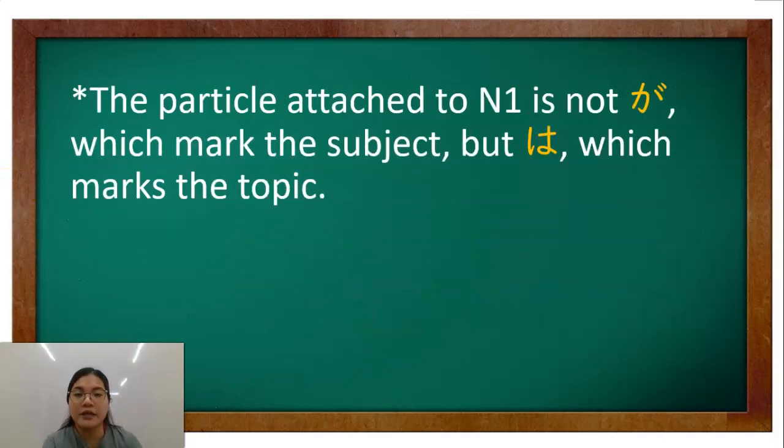Okay? The particle attached to noun 1 is not ga. As you notice, hindi ga yung nilalagay natin, which marks the subject, but wa, which marks the topic. So, hindi na siya subject ng ating verb, but it is now the topic of our sentence.